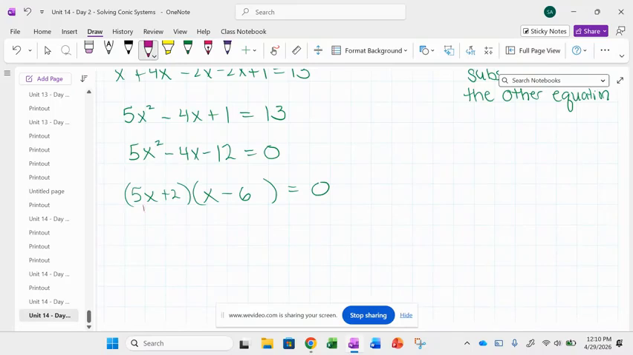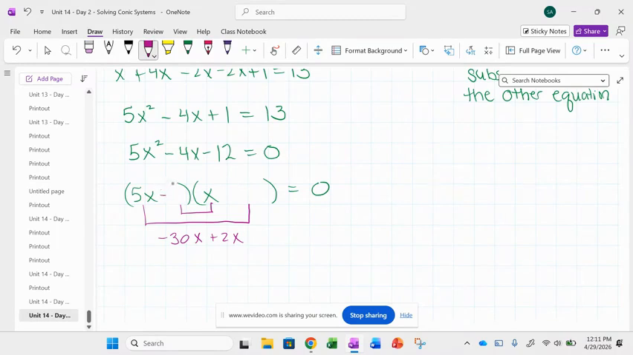You have to check the middle term. 5x times negative 6 is a negative 30x. 2 times x is a positive 2x. Is negative 30x and a positive 2x ever going to get us to a negative 4x? Never. So guess what I'm going to do? I'm not going to go different factors. I'm going to switch my factors.